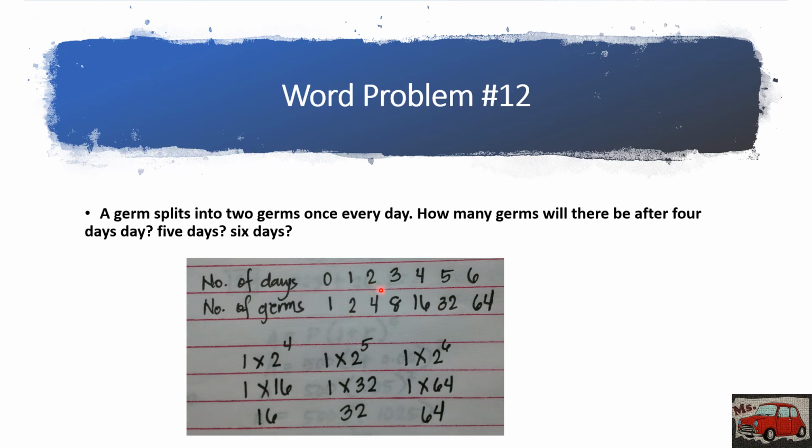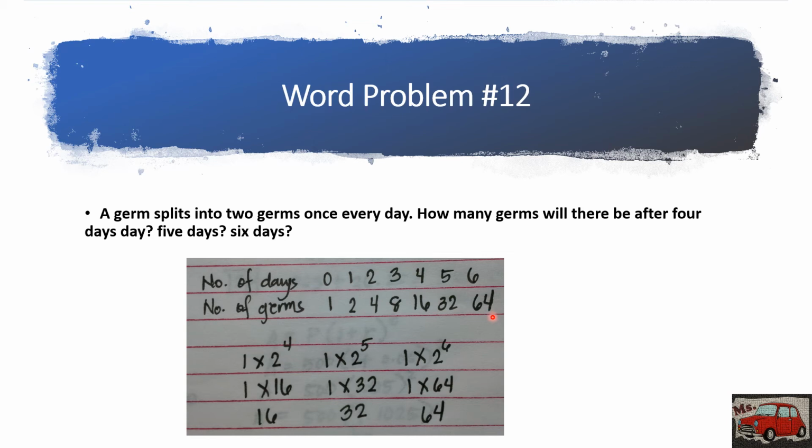Sa second day, naging 4. Third, naging 8. Fourth, naging 16. Fifth day, naging 32. Sixth day, naging 64 na yung number of germs. Okay? So, to answer the question, kung ilan yung magiging number ng germs after 4 days, the answer is 16. After 5 days, 32. And after 6 days, that is 64.